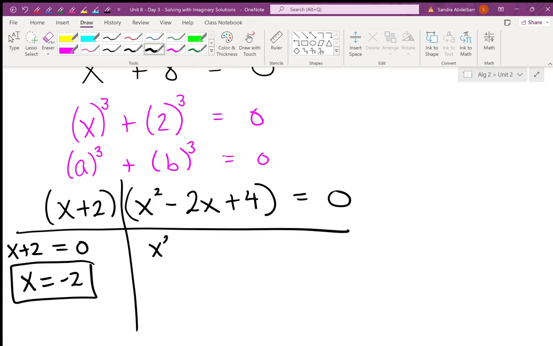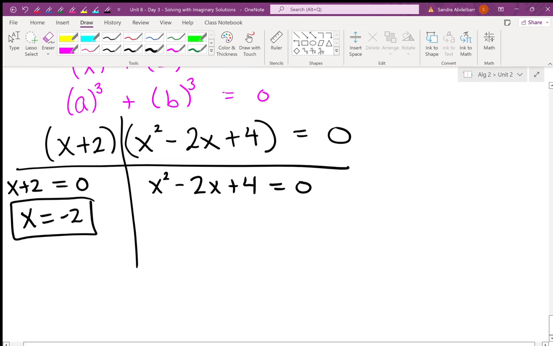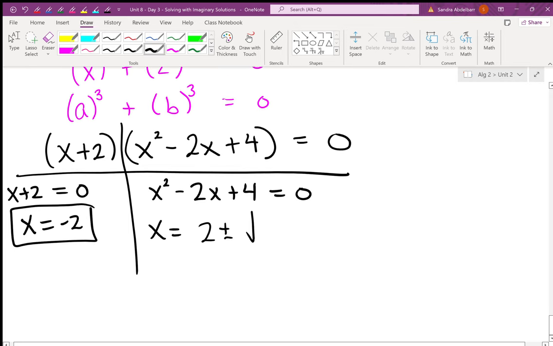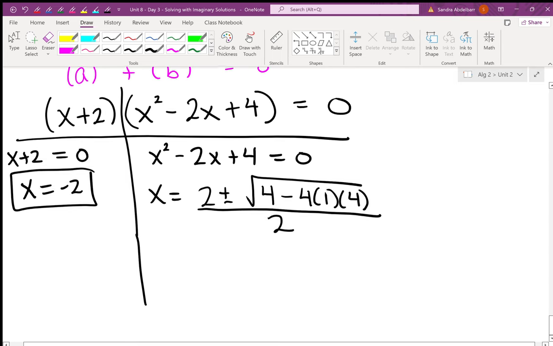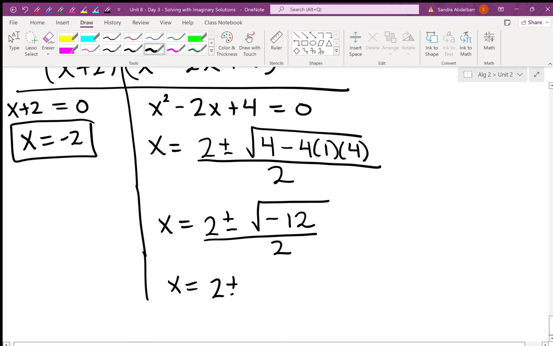So now we have x squared minus 2x plus 4 equals 0. I cannot factor this. But can I still solve? Yeah. Is it a quadratic equation? Sure. If it's a quadratic equation, what can I use? The quadratic formula. So we're going to have x is equal to 2 plus or minus the root of 4 minus 4 times 1 times 4 all over 2. So we're going to have x is equal to 2 plus or minus the root of negative 12 all over 2. Keep going. We have x is equal to 2 plus or minus 2i root 3 all over 2.